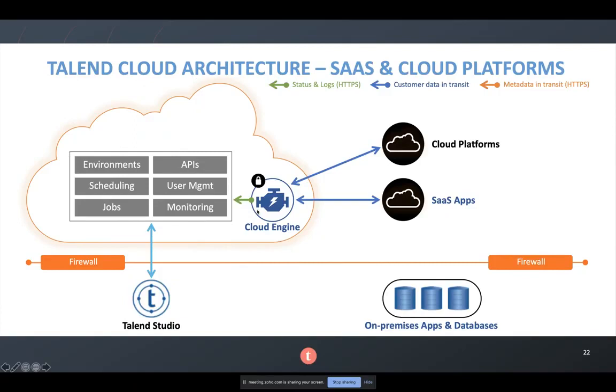You can use what we call the cloud engine. That is an agent that runs in a specific cloud, in our cloud, for example, and takes care of extracting and running the logic of your integration artifacts. So, for example, reading data from different sources, processing them, and then writing them to other sources.